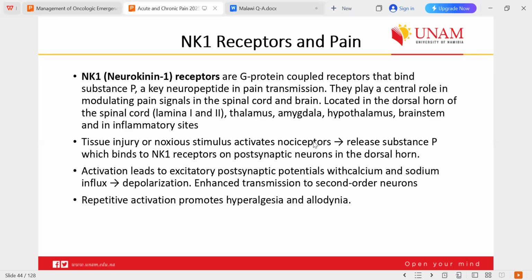The neurokinin 1 receptors are G-protein coupled receptors, and they primarily bind to substance P. They play a key role in modulating pain signals. Repetitive activation promotes hyperalgesia and allodynia.